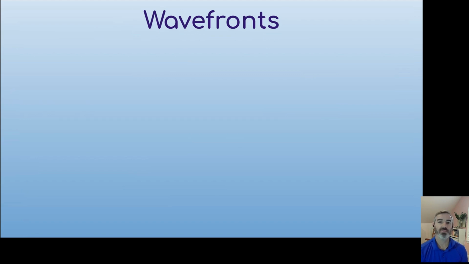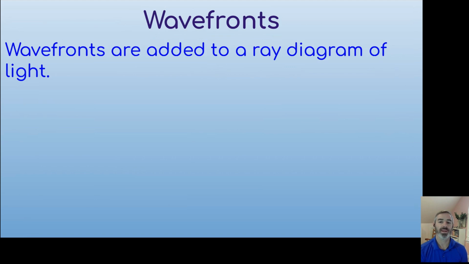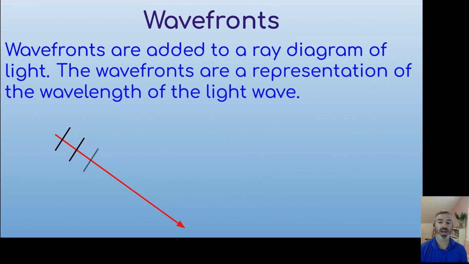A wavefront is added to a ray diagram. So we draw a ray of light, and what the wavefronts represent is the wavelength of that light. What we're drawing is the crests of that wave, so the distance between those lines represents the wavelength of light.